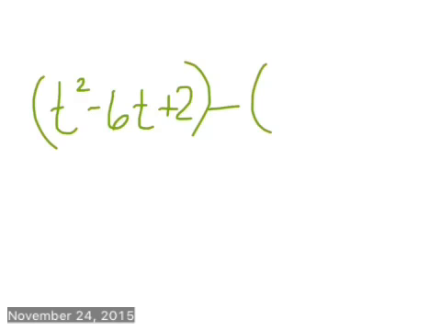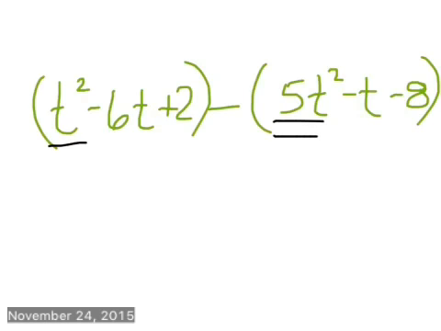So, t squared minus 6t plus 2, minus 5t squared minus t minus 8. Same problem, just I changed the symbol in between it. Do I do the same concept? Yeah. What's t squared minus 5t squared? Negative 4t squared.